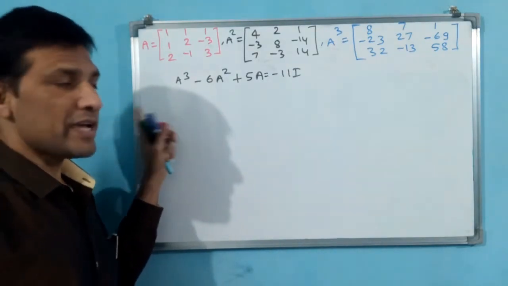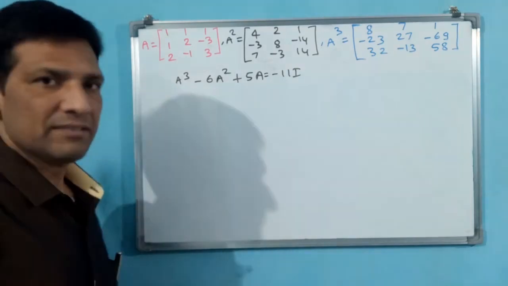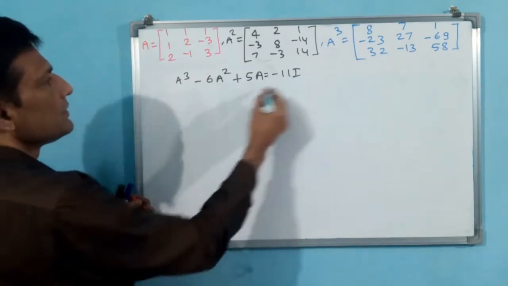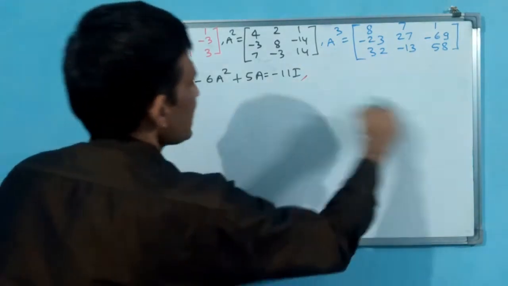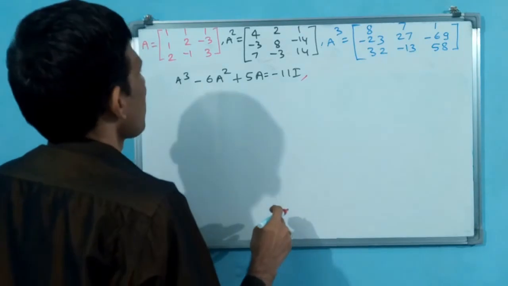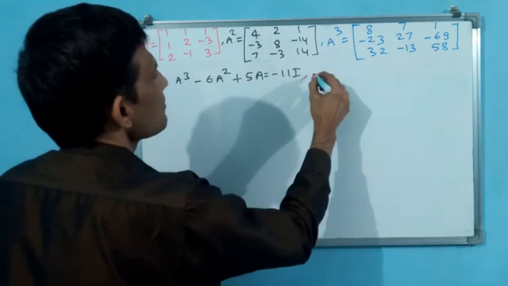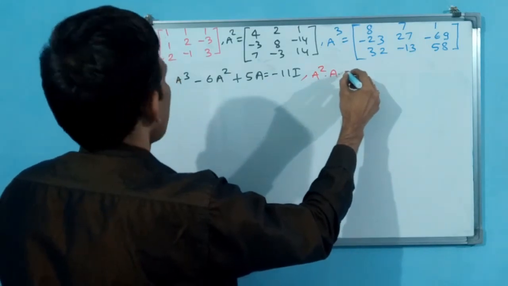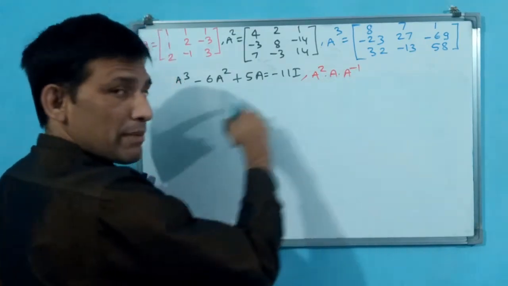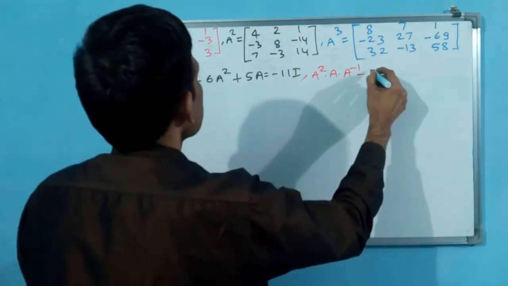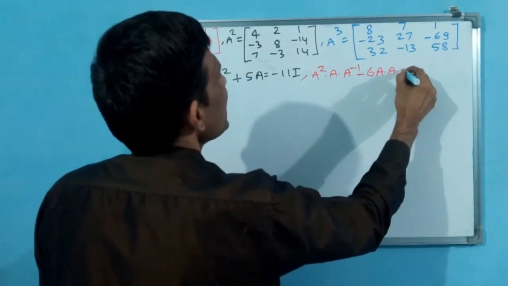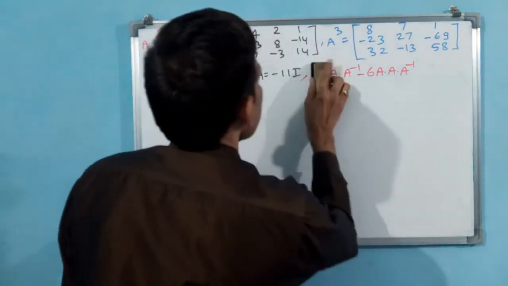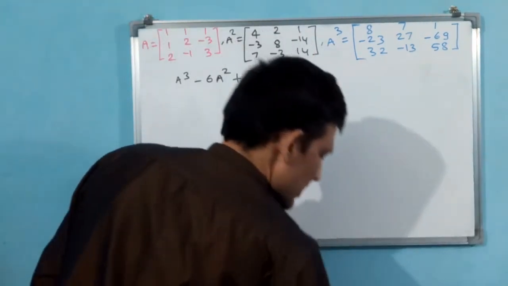A inverse, how has it come? Both sides I am multiplying by A inverse. Why? Because we want A inverse. Okay, see how I am doing. A cube means what I am writing? A square into A inverse. A inverse I am multiplying for each term. Minus 6A into A inverse. We don't have space there, then I am writing it down separately.